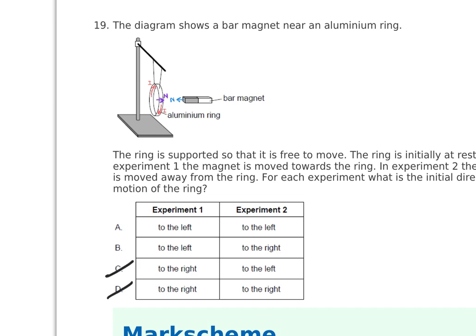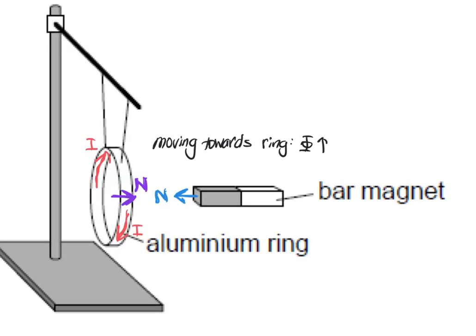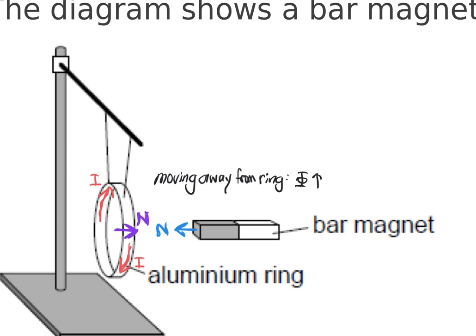So that's A or B. But then what happens when the bar magnet moves away? Moving towards the ring is an increase in flux. But if we take the magnet and move it away from the ring, that would not be an increase in flux, that would be a decrease in flux. Flux goes down.